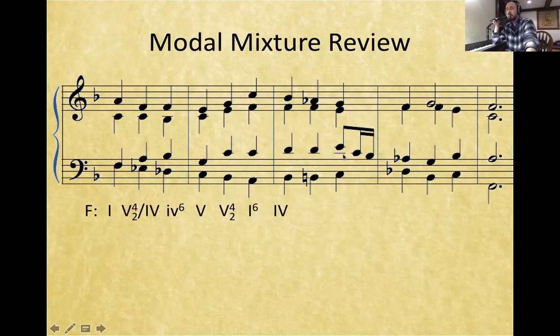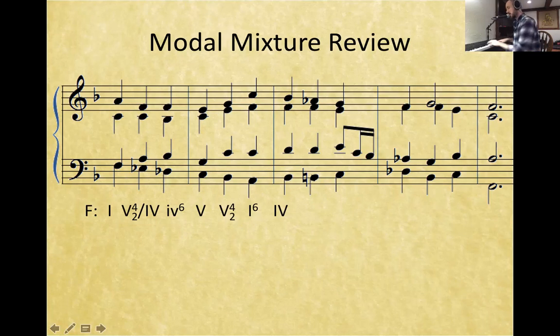Now, we can figure out what it is of 5. It's going to be either 5 of 5 or 7 of 5, by figuring out if B is the root, right? And so if B is the root, we should expect this to be a B, D, F, A chord, because we're in F major. But ooh, we kind of have that.